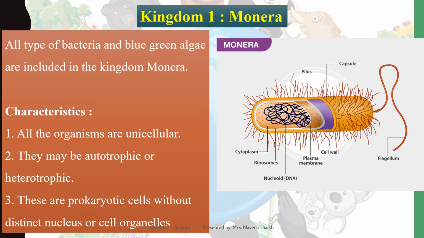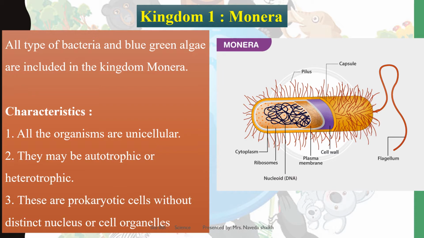In that we saw that there was a nucleus, there was a nuclear membrane, you could see ribosomes, you could see endoplasmic reticulum, you could see mitochondria. But here in this kingdom, as these are very primitive cells, meaning the very first cells which were known and which came into existence, hence these cells do not have much developed or distinct nucleus or cell organelles.